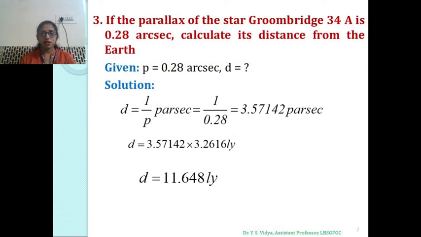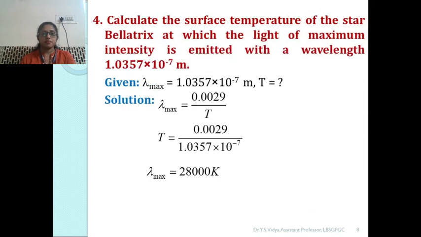If the parallax of the star Groombridge 34A is 0.28 arc second, calculate its distance from the earth. Here P is given by 0.28 arc seconds. There is a relationship between the distance from the earth and the parallax. Here d is given by 1 by p, which is 1 over 0.28, and we get 3.57142 parsec. So, d is given by 3.57142 parsec, where 1 parsec is equal to 3.2616 light years. So, we get d equal to 11.648 light years.